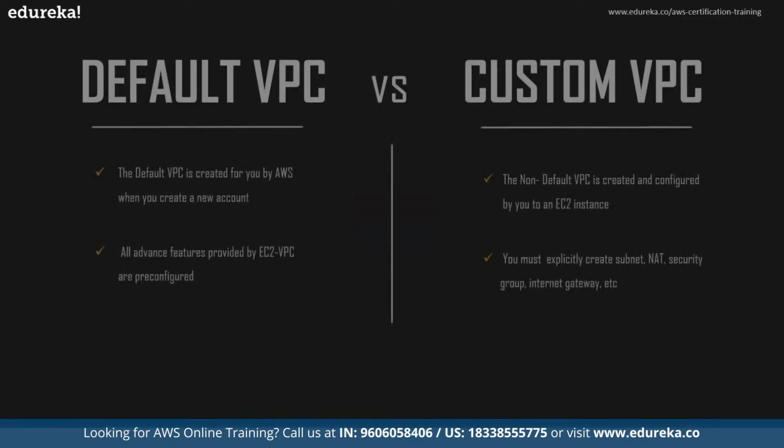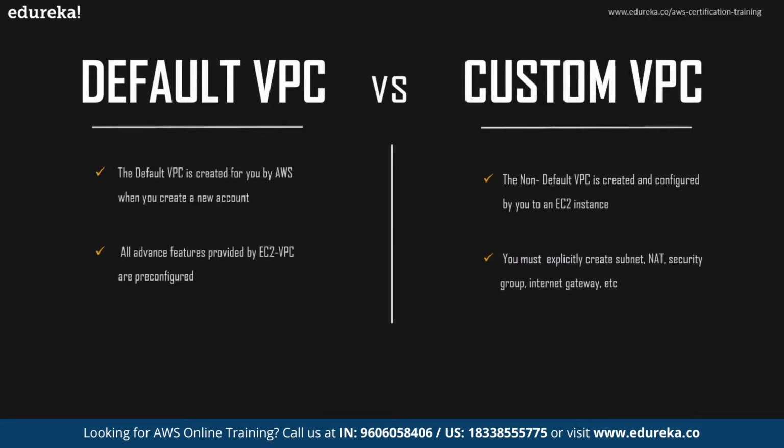When we create our AWS credentials, a default VPC is created. But in industry or at a production level, we need to customize our VPC. The tools required to customize our VPC are provided by AWS, wherein we can explicitly create subnets, NAT, security groups, internet gateway, etc. All these terms shall be explained with the hands-on in this session.